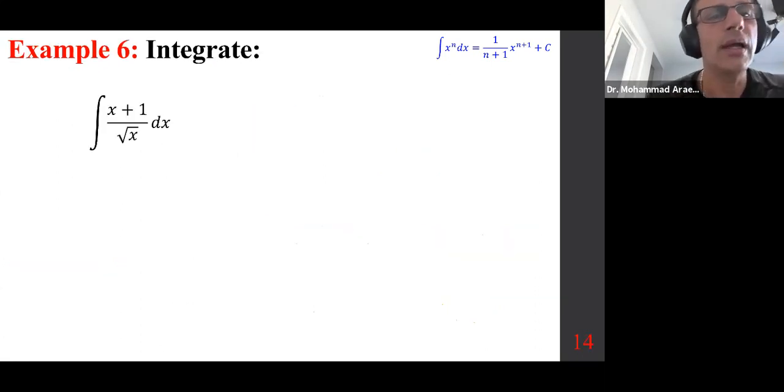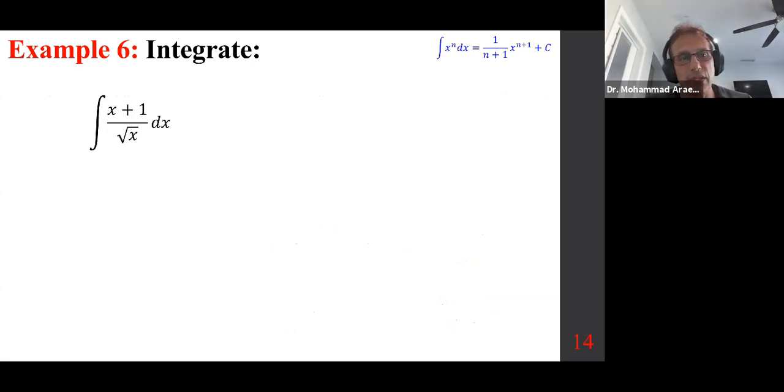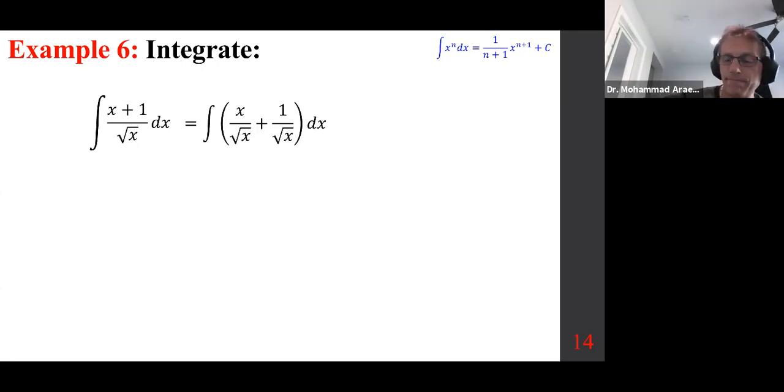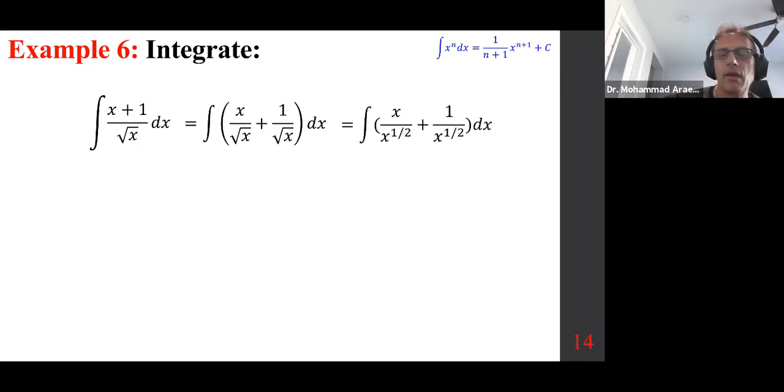Here's the last question. We are going to do this just as we did with the differentiation, meaning first we make it ready to be integrated by cutting it into 2 pieces, everybody. So x over square root of x plus 1 over square root of x. Square root of x is x to the power of 1/2. We use the quotient rule. The first one becomes x to the power of 1/2, the other one x to the power of negative 1/2.